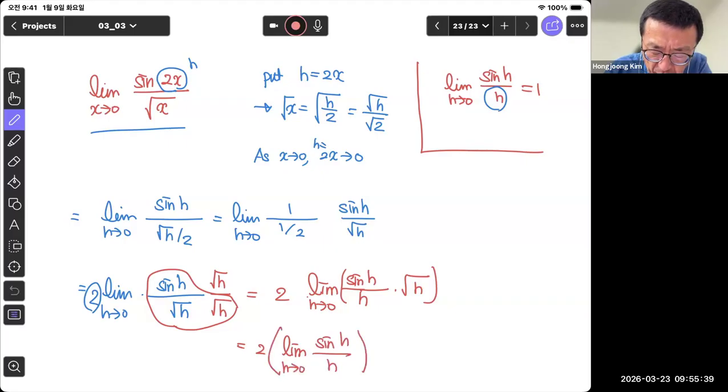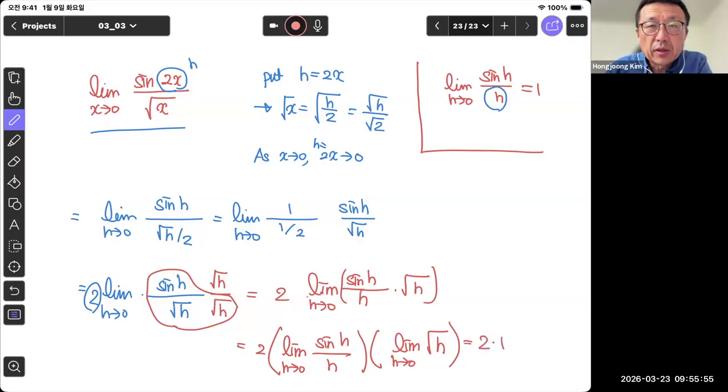So this limit multiplied by the limit of square root of h as h goes to 0. The first expression converges to 1. The second limit will go to 0. So the product of 2 and 1 and 0 will be 0 in this case.